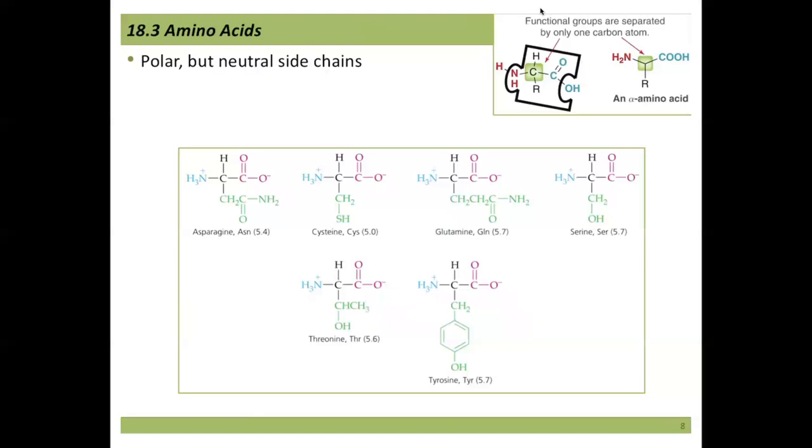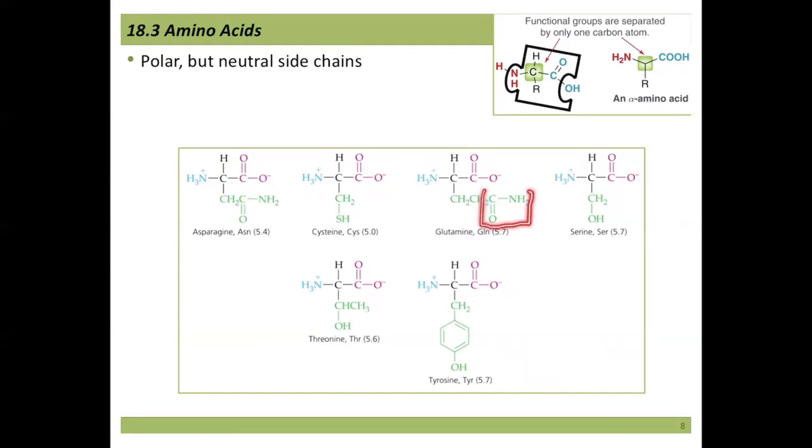Okay, let's look at the polar but neutral side chains. So these are all going to have atoms in the side chain that convey some polarity to them. So asparagine actually has an amide in the side chain. Cysteine, like I said, different than methionine, actually has an SH there. And so this SH gives it a little bit more polarity, and so it's considered polar but neutral.